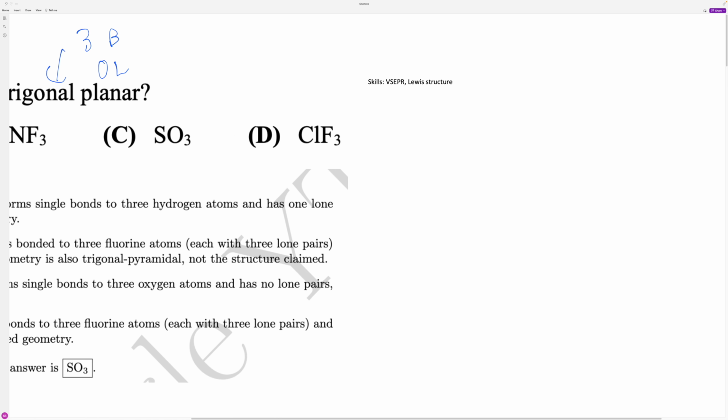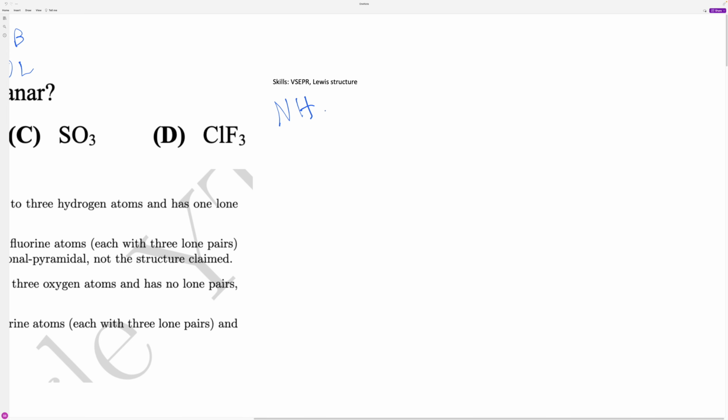We'll figure it out. Let's start with NH3. NH3 is going to have 8 valence electrons. It's going to have this type of Lewis structure here. This is not 3 bonding pairs. Well, it is 3 bonding pairs, but it has a lone pair here. So that's not our answer. Let's move on.